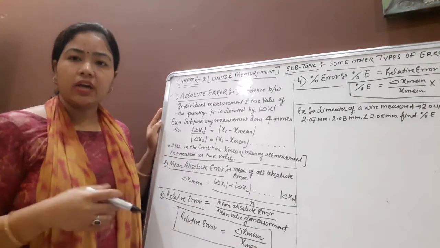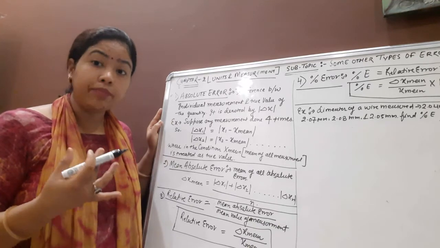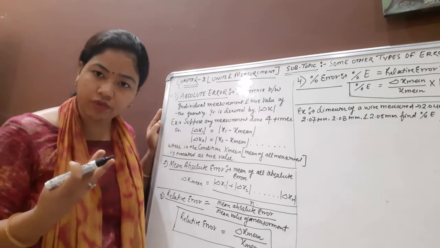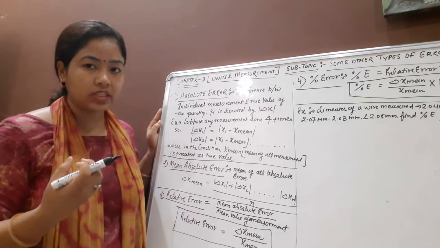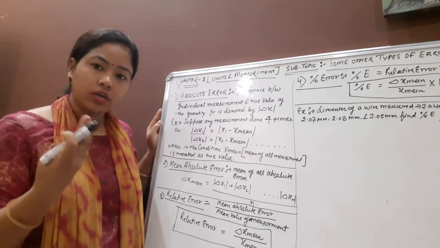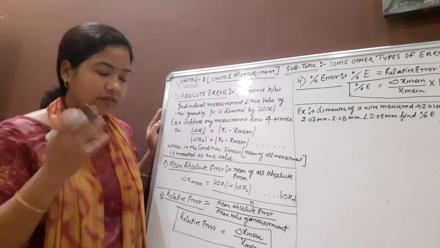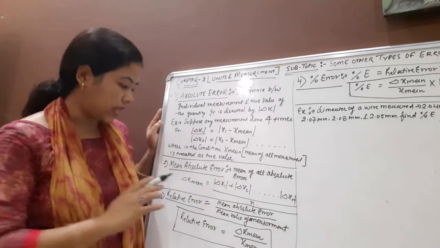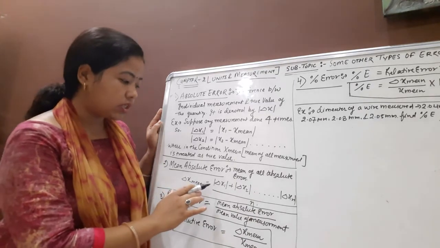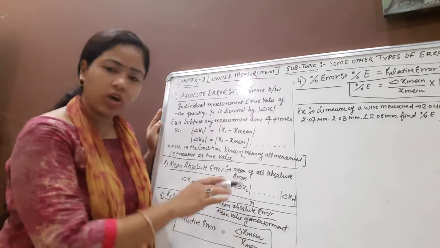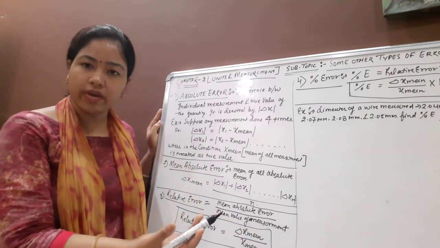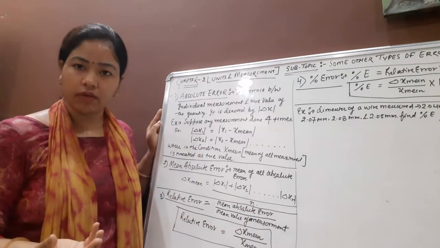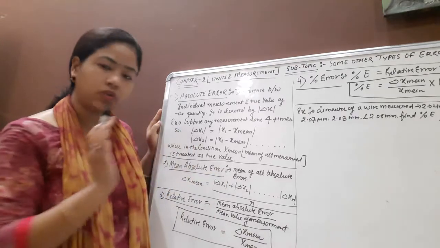Now the second type of error is the mean absolute error. As by the name we can understand, mean absolute error means the mean of all absolute errors. That means in the very first step, if we get 4 absolute errors, in the next step we will calculate the mean of all 4 absolute errors. That will give you the value of the mean absolute error, right? So we can write delta x mean equals delta x1 plus delta x2, and so on for however many absolute errors you have, divided by the number of absolute errors, 4, 5, whatever you have. That will give you the mean absolute error.